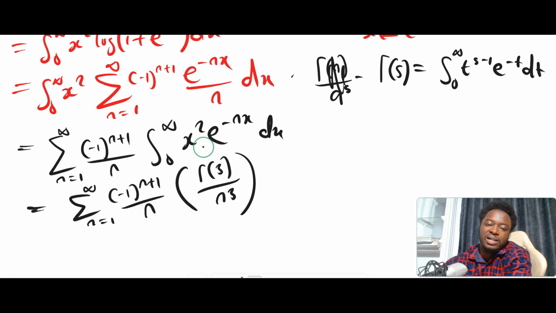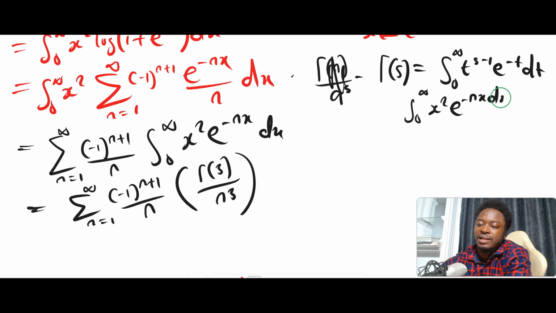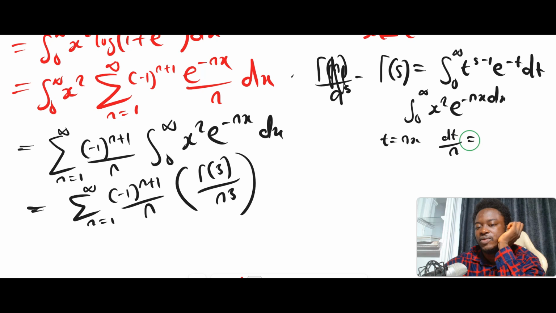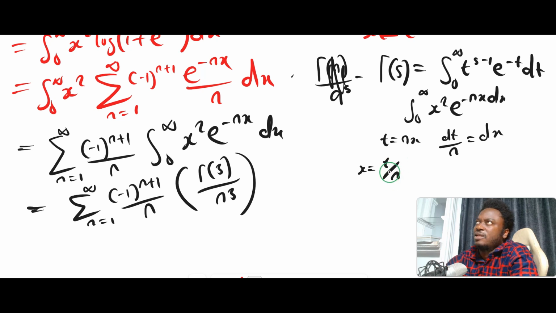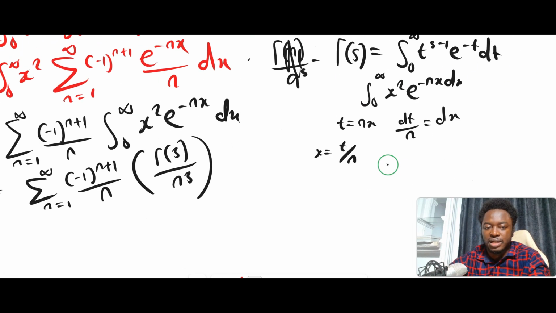Okay, so now let's look at this integral, which is the integral from 0 to infinity of x squared e to the negative nx dx. Let's make some substitution here. Let's take t to be nx, and if we do this, dt over n will be dx. The limits of integration remain the same, and x then will become t divided by n. I think we are good.